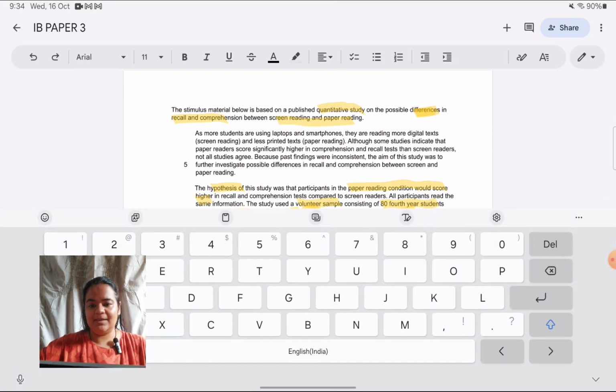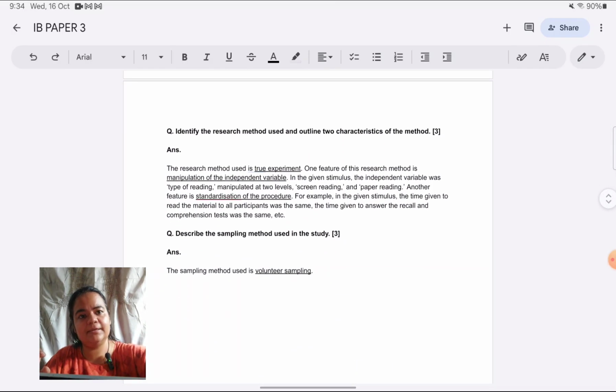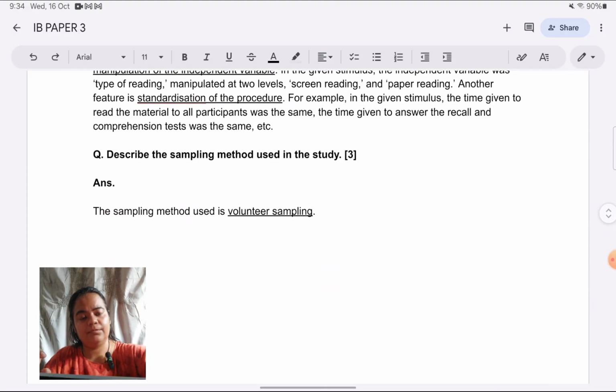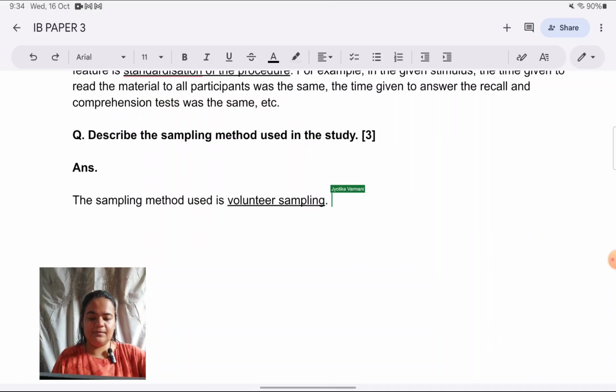So there, like we had seen very directly, they have told us that it was a volunteer sample. They were not forced to participate. They were fully informed. So that makes it very clear that they wanted to participate, right? So this is how we can contextualize. Using the wording that they have only given, we can make it clear that they were willing to participate. So we can put it this way. Again, the wording can be the same as in the previous answer.